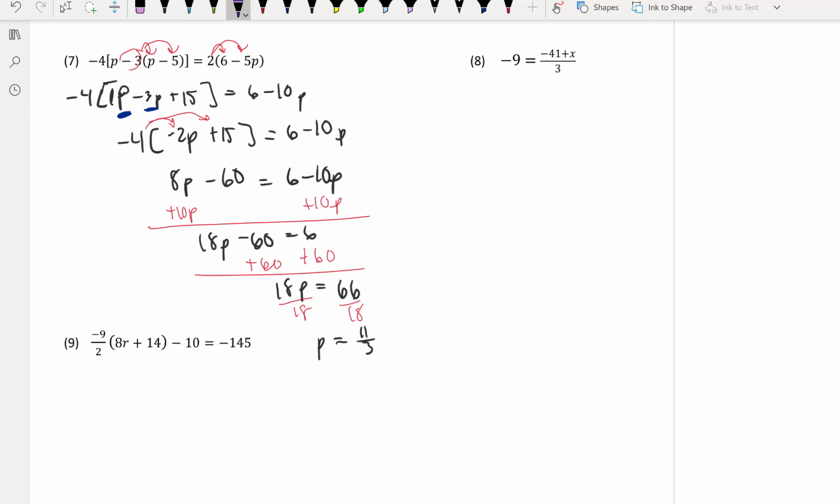So then this is going to be my final answer for number 7. Okay? So we don't have to freak out about fractions. We are allowed our calculators when we get these problems.